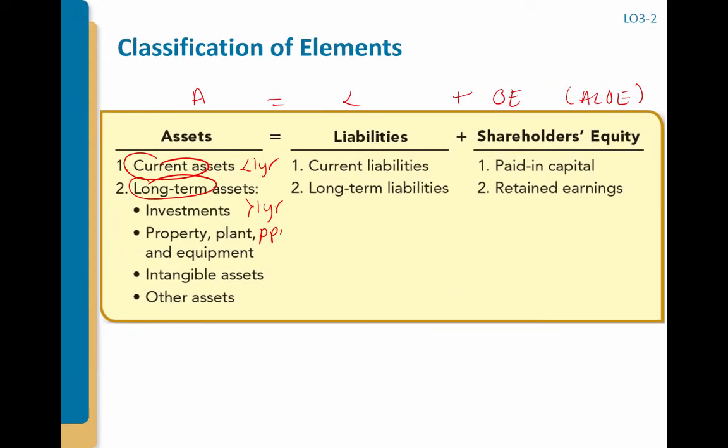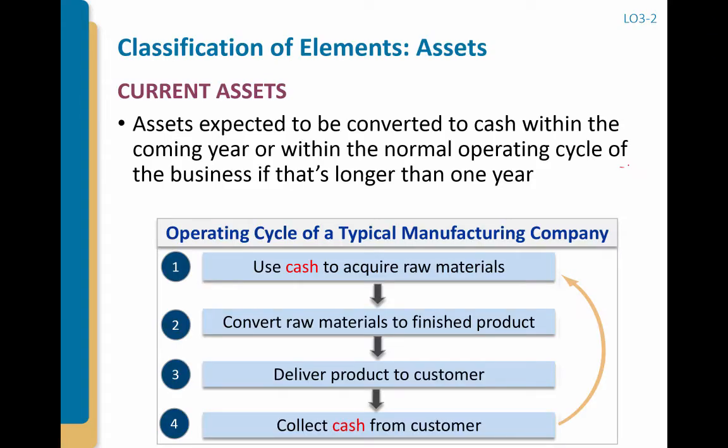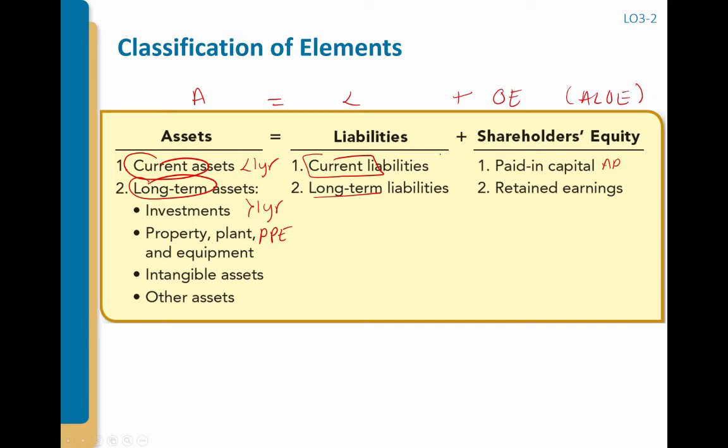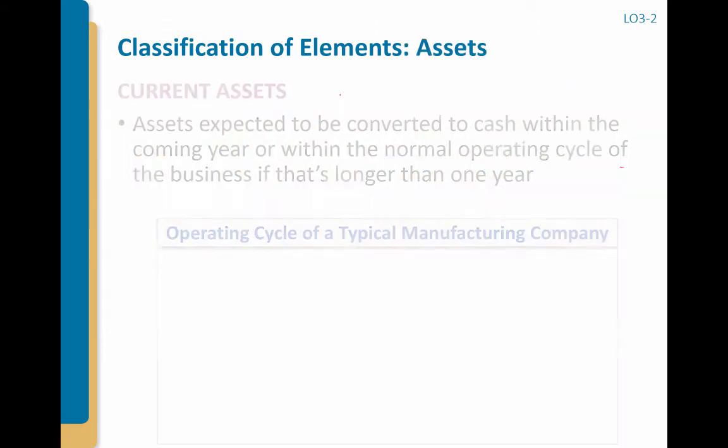Property, plant and equipment, intangible assets, and other assets. We also divide the liabilities into current and long-term. So notice if your assets are classified as current and long-term, your liabilities also have to be classified. We have additional paid-in capital, and we have retained earnings. And remember, beginning retained earnings plus net income minus our dividends equals our ending retained earnings.